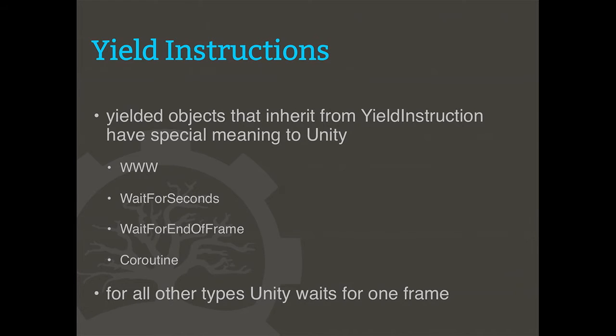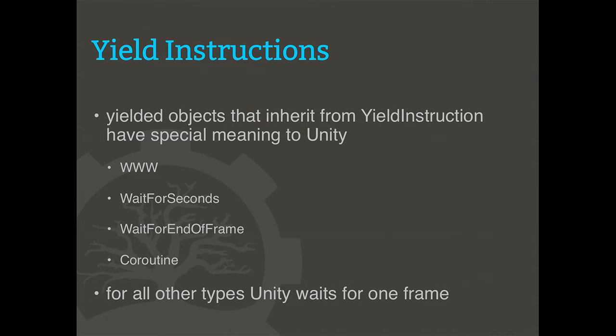So what are the different things that you can return that Unity understands? Well, there are these objects that inherit from YieldInstruction, and they have special meaning to Unity. The ones you're probably familiar with are, for instance, the WWW class, which says, hey, don't call moveNext again until we're done downloading the data that I asked for. WaitForSeconds, which says don't call moveNext again until this number of seconds have elapsed. WaitForEndOfFrame, which says when everything is done for the frame, including rendering, just call this for me.